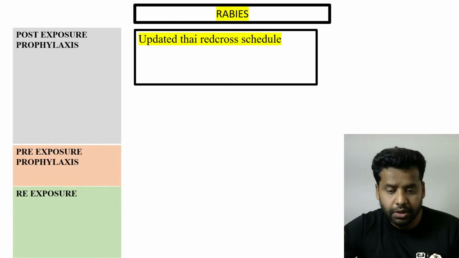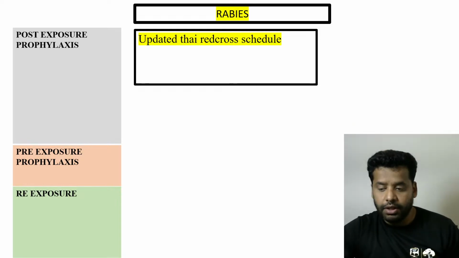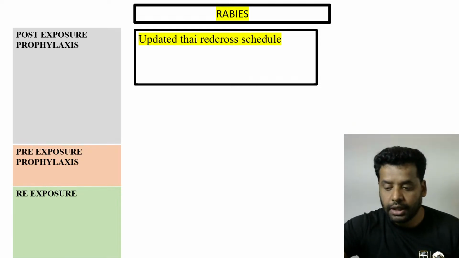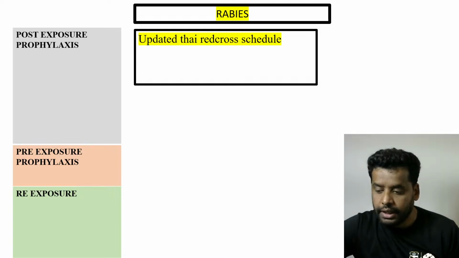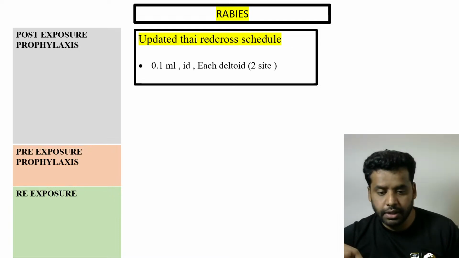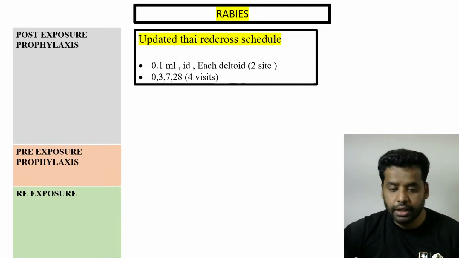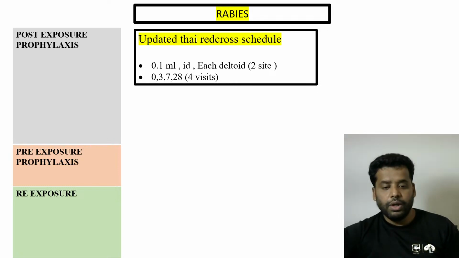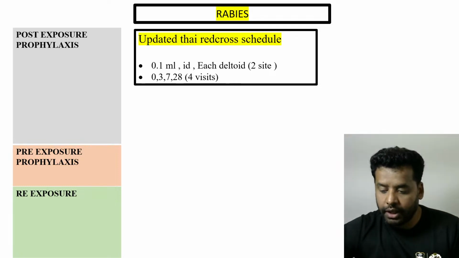Updated Thai Red Cross schedule. It is the intradermal schedule, where the patient will get intradermal injections, 0.1 ml intradermal in each deltoid. Highlight this: 0.1 ml intradermal each deltoid.